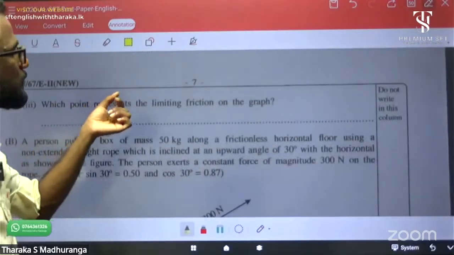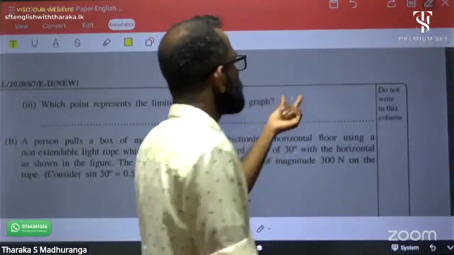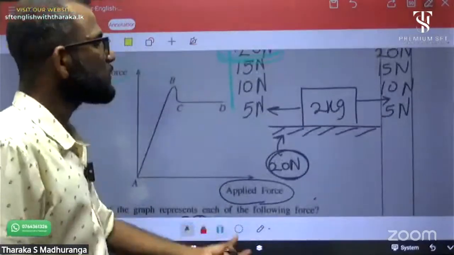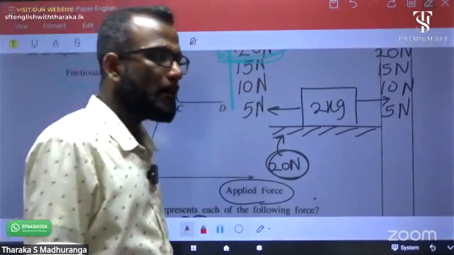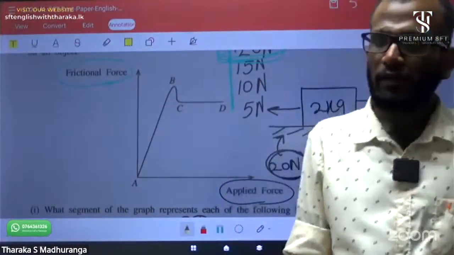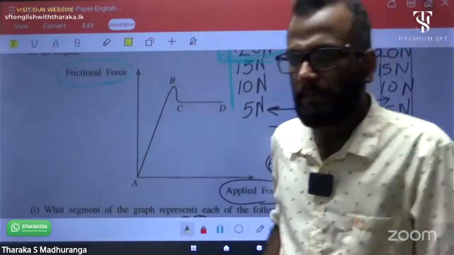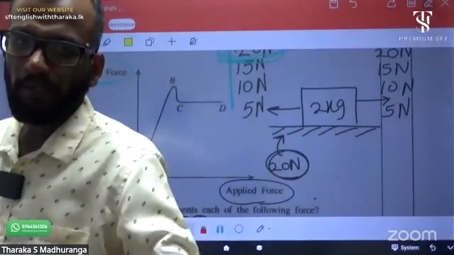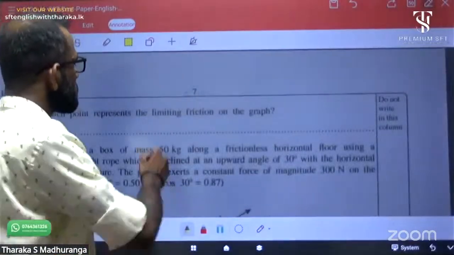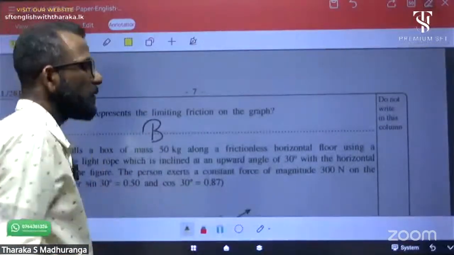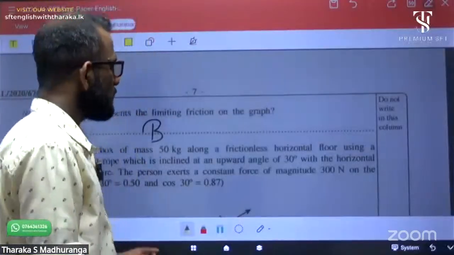Which point represents the limiting friction force on the graph? What is the point? B. Great. B is the point.